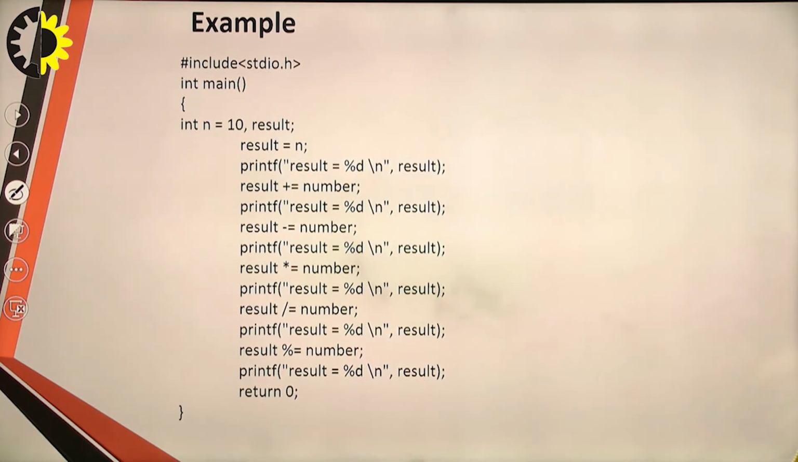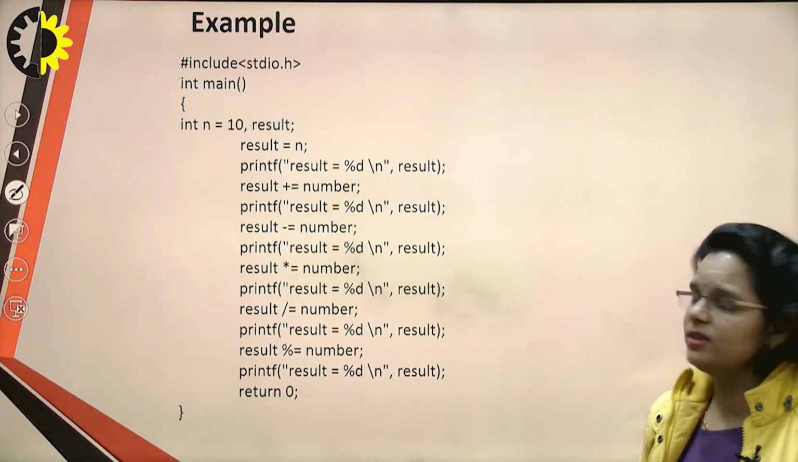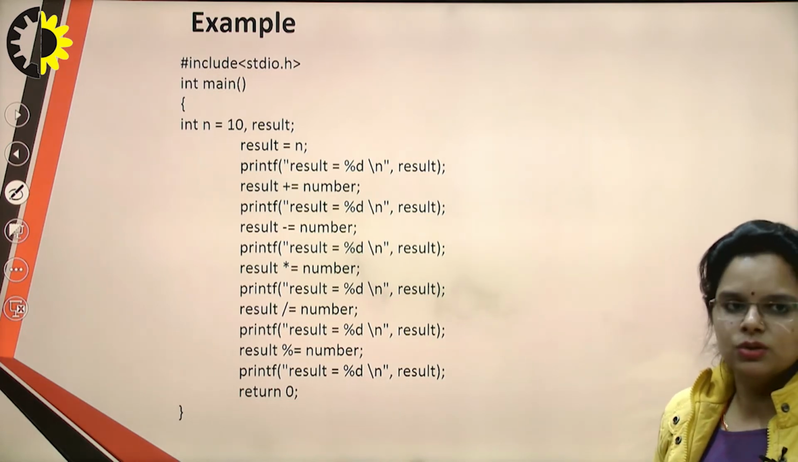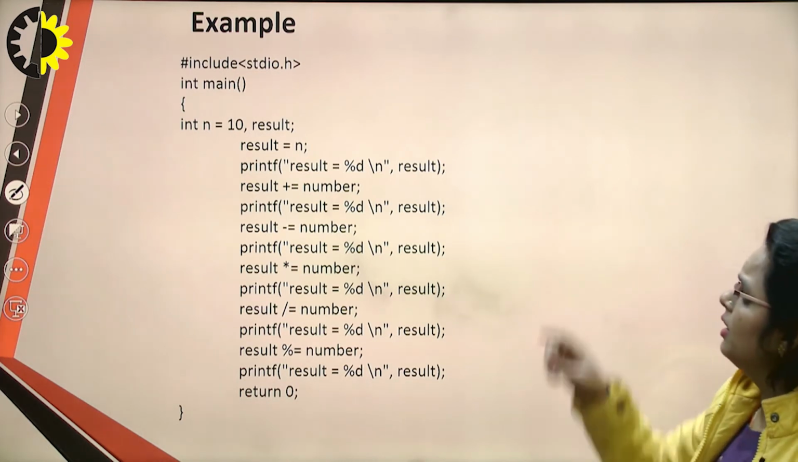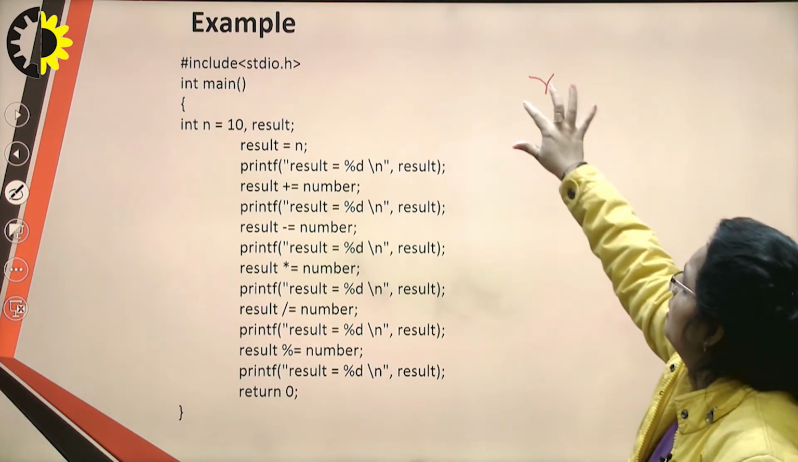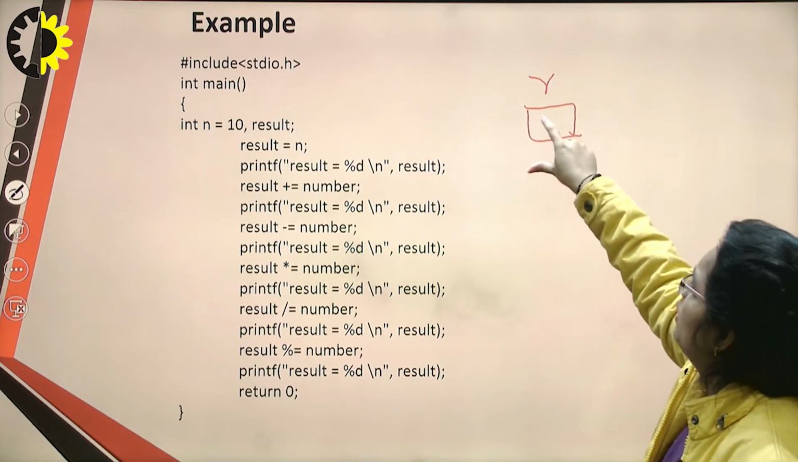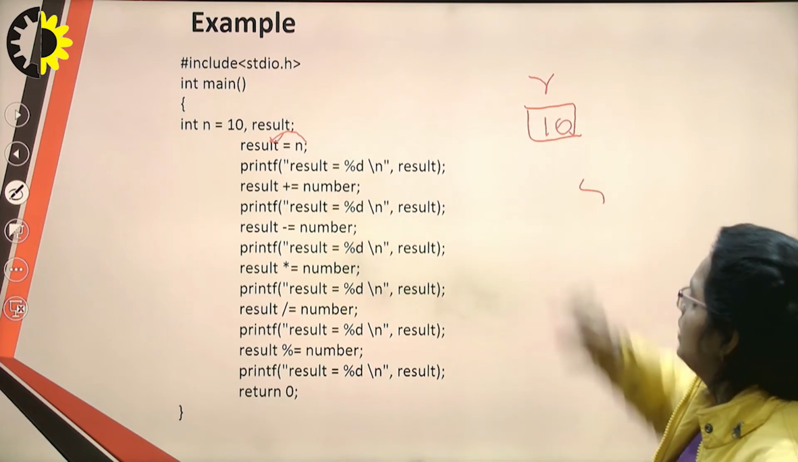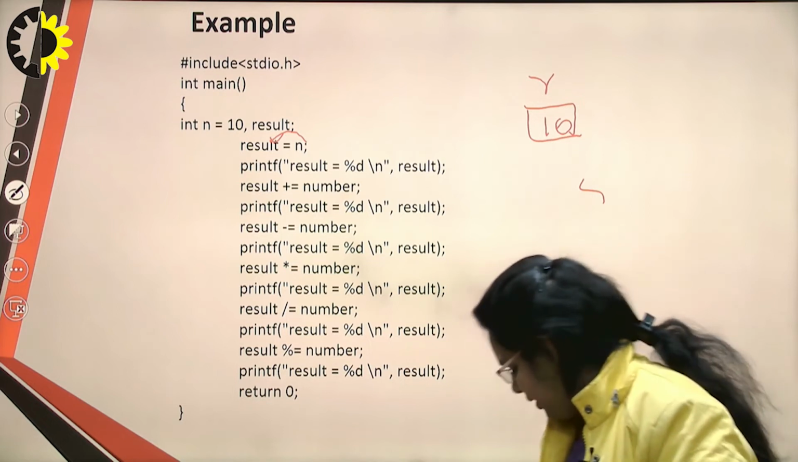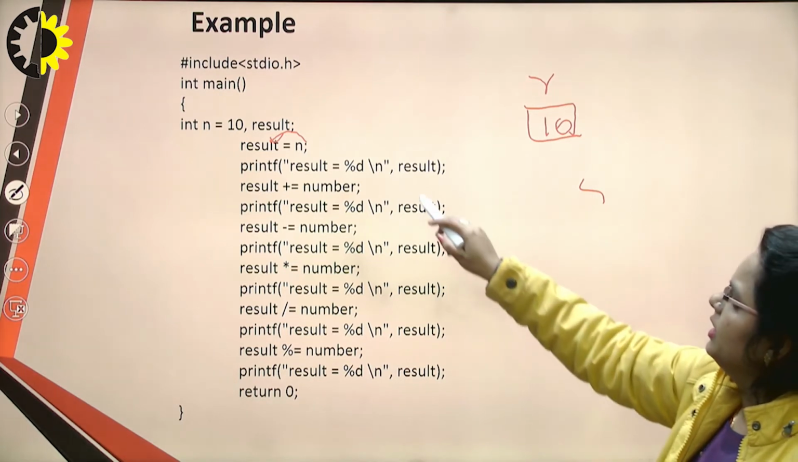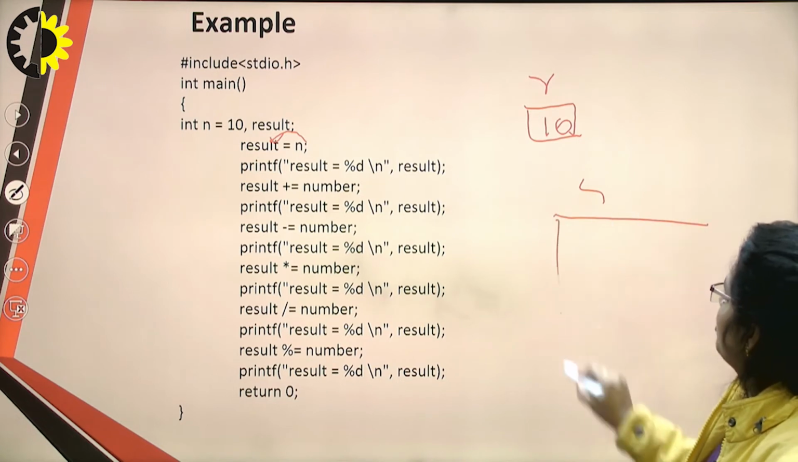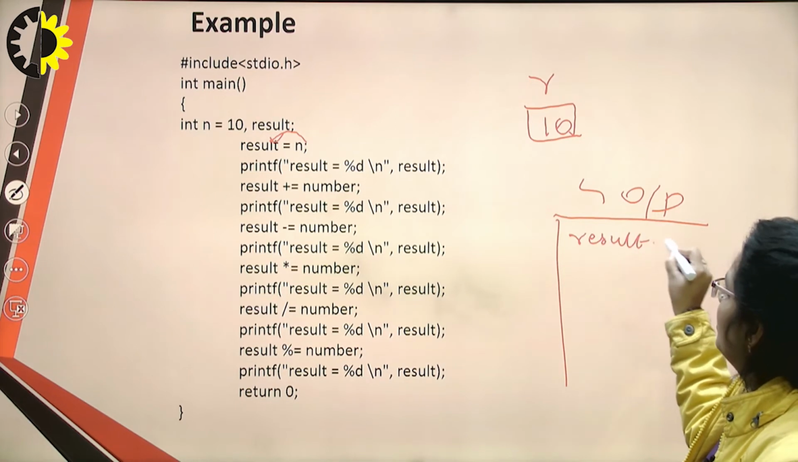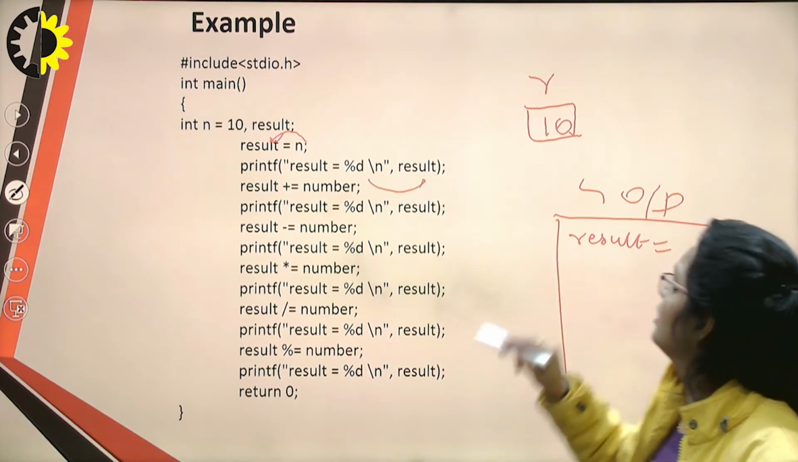So here is a program of these assignment operators. We have taken a variable n and assigned a value 10 to it, and a variable result. Firstly, the value n is assigned to the result variable. So we can say the result variable has a value 10. Now let us move to the next line. Let us say this is our output screen, and it would print result is equals to %d. This %d has the value of result, and the result has 10.